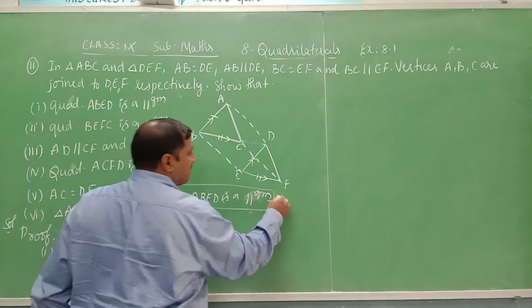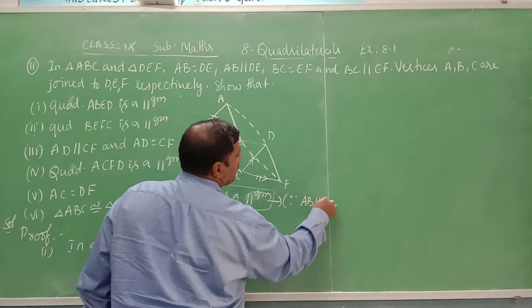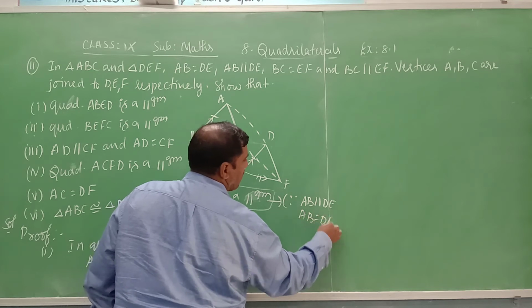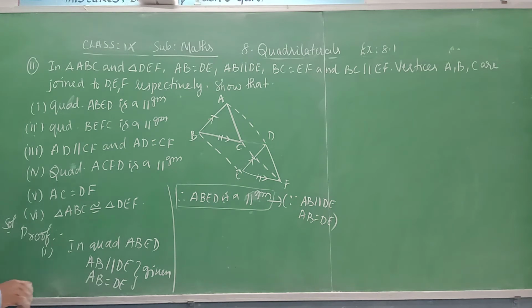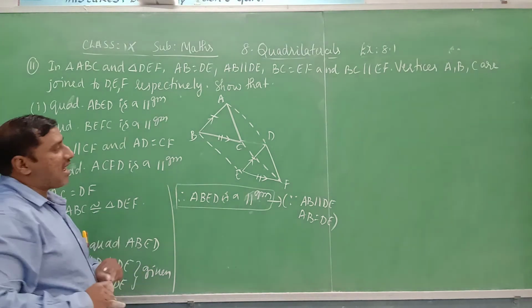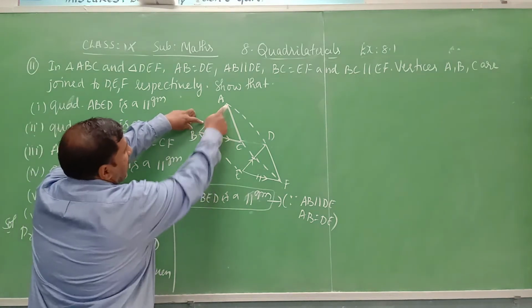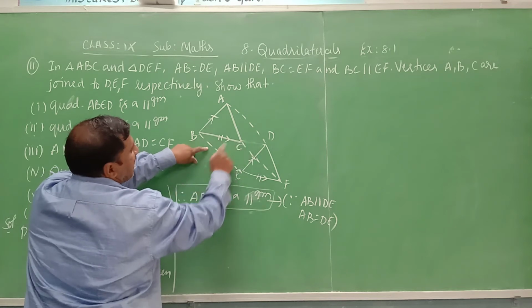We can write, since AB is parallel to DE and AB is equal to DE, that is one pair of opposite sides are parallel and equal. Therefore it is a parallelogram. Now from this, what about these two sides? ABED is a parallelogram. Are the opposite sides equal or not?